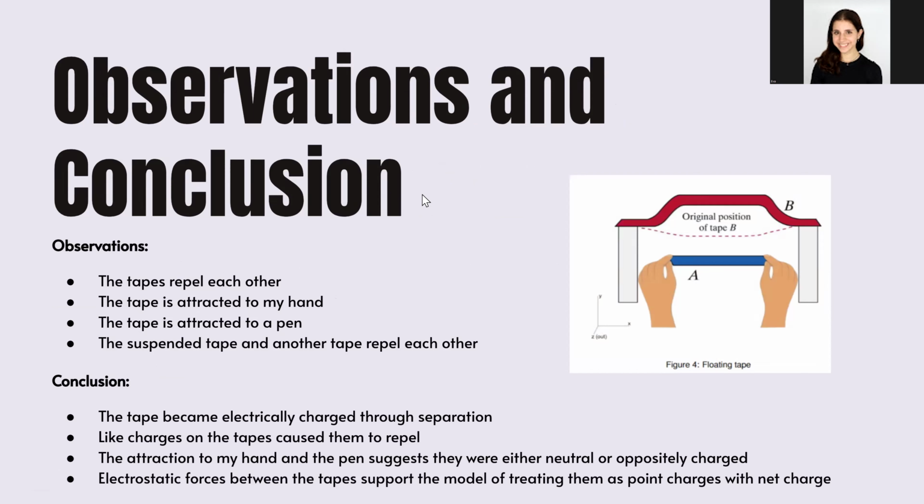Based off of my experiment, I saw that the tapes repelled each other and the tape was attracted to my hand and to a pen, and the suspended tape and another tape repel each other. So this means that the tape became electrically charged during separation, and like charges on them cause them to repel, and the attraction to my hand and the pen suggests they were either neutral or oppositely charged. And electrostatic forces between the tape show that the model of treating them as point charges with net charge works.